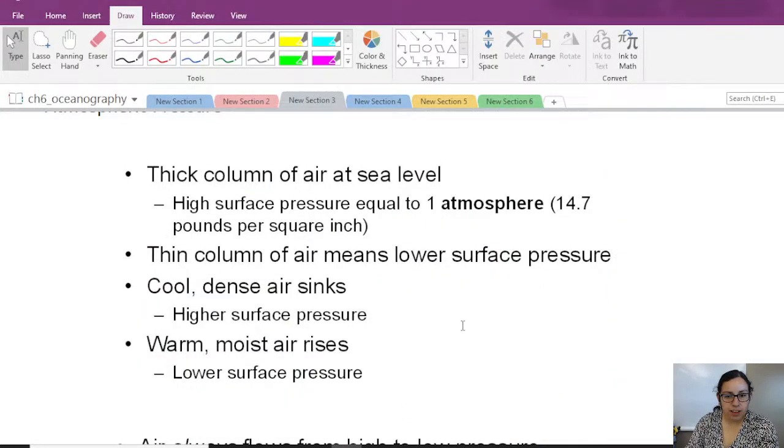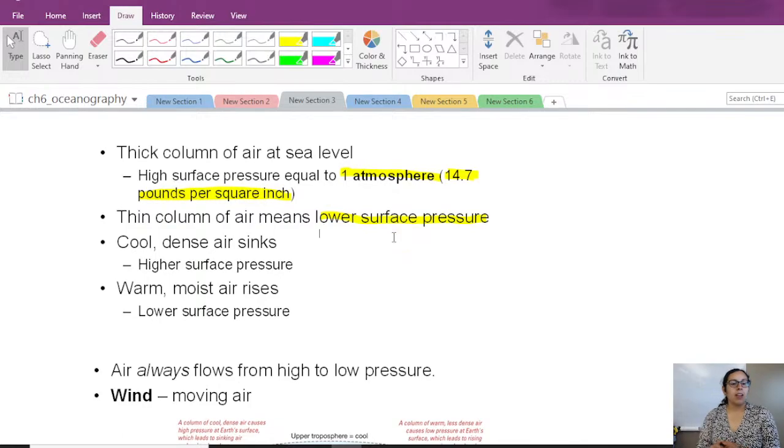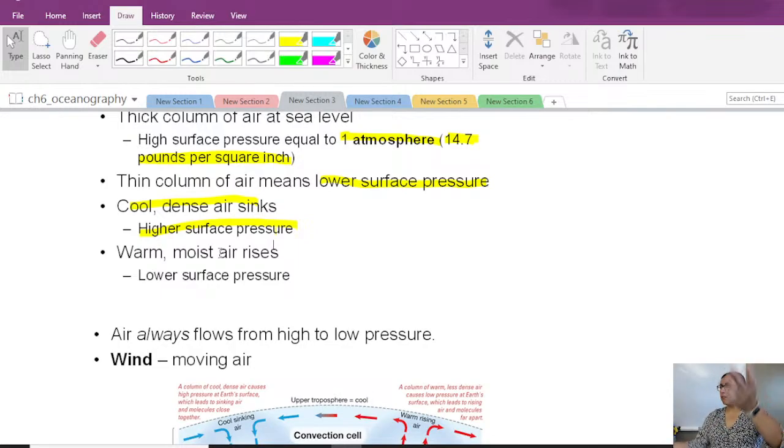And there are all different scales. This one, 14.7 pounds per square inch, is 1 atmosphere as well. So again, just different units. If you have a thin column of air, that means you have a lower surface pressure. That makes sense, right? Less air there physically, so less physically pounding. And we mentioned if we have cool and dense air with a lot of molecules, then we'll have higher surface pressure, versus the moist air rising. If your air is rising, then there's less of them smacking down.